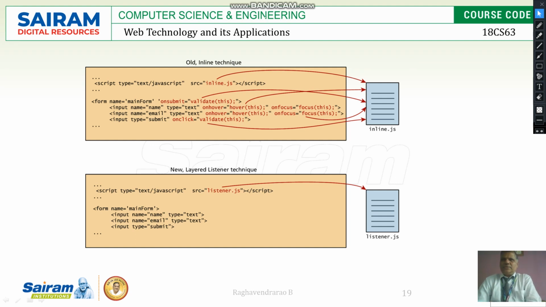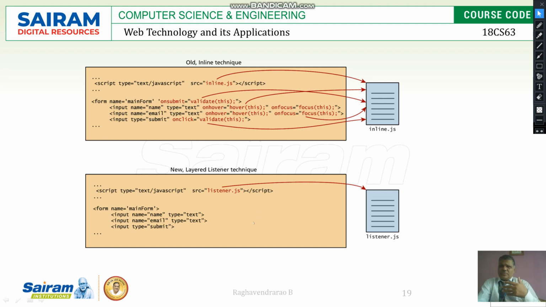In the older fashion in JavaScript, we had functionalities like the script source, that is, where the data should come from. JavaScript is written and attached to the main program. Then in the form, on submit, we used to do some validations. There are also on hover and on focus. These are all commands that act on that particular page or form. So there was clumsiness in this.